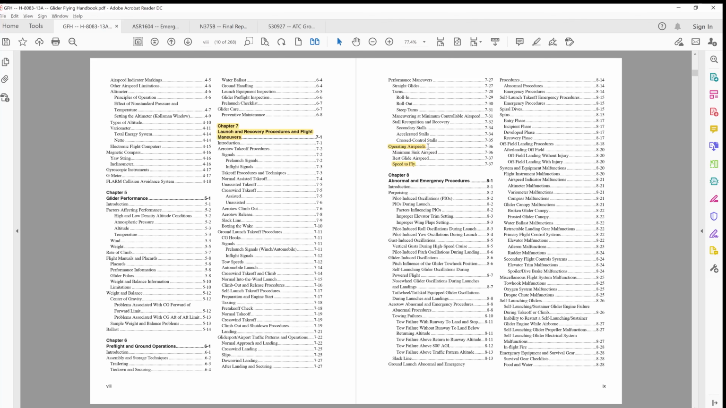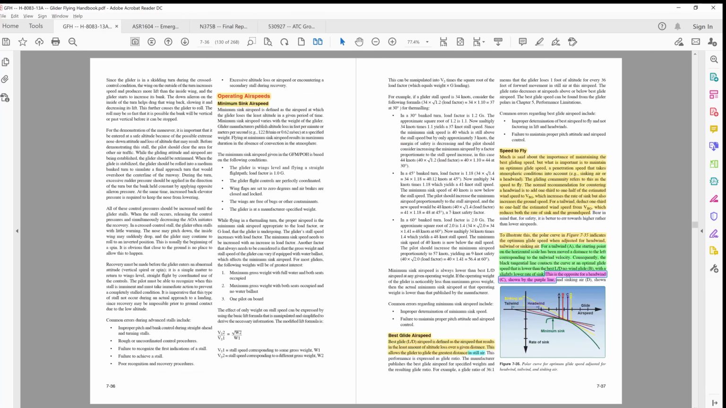And under operating airspeeds, it's going to talk about minimum sink airspeed that we've talked about, best glide airspeed that we've talked about, and the speed to fly, which is what we want to look at. We'll start with page 7-36 because that's where you're going to find the minimum sink airspeed. We've covered that. I'm not going to say anything more about it. Best glide speed, I'll spend 2 seconds just by way of reminder.